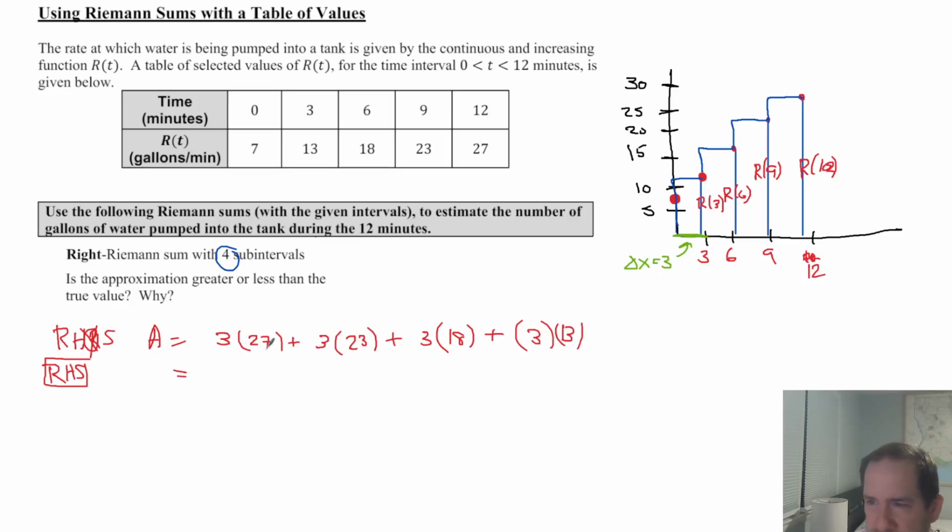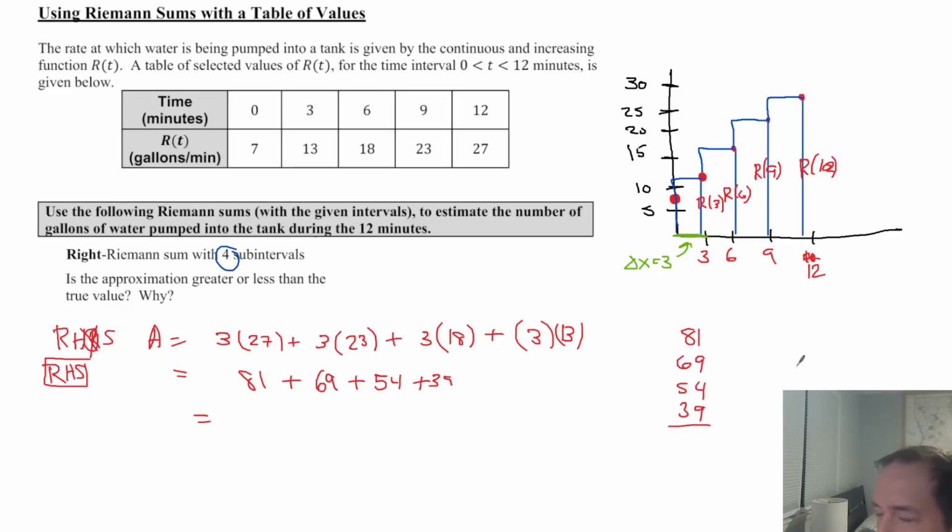So what's that giving? This looks like 81 plus an extra 69 plus 54 plus 39. So what does all that add up to? Well, I don't know. 81, 69, 54, 39. All right, so that's 9, 10, 19, 23. Put down the 3, carry the 2. 10, 16, 21, 24. So 243.